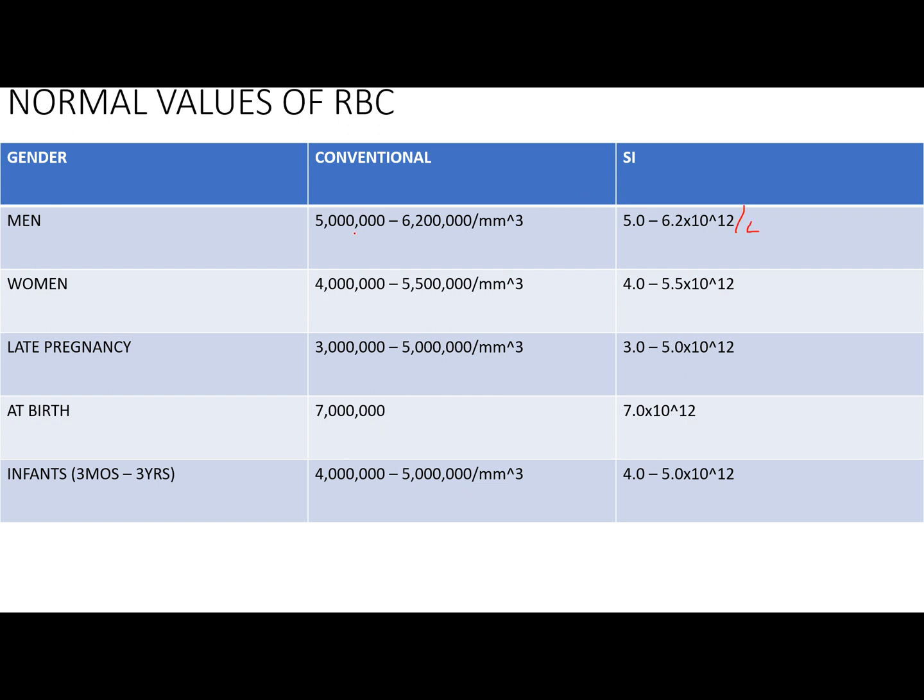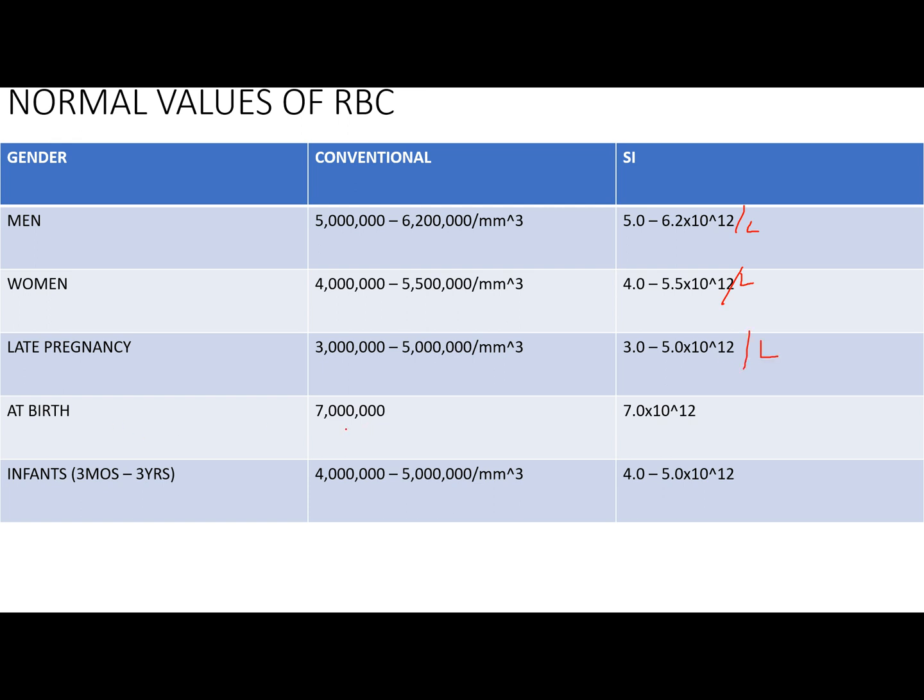So, for men, it would be 5 million to 6.2 million per cubic mm. When you convert this, this is 5.0 to 6.2 times 10 raised to the 12 per liter. Women naman is 4 million to 5.5 million per cubic mm, 4.0 to 5.5 times 10 raised to the 12 per liter. Late pregnancy is 3 million to 5 million per cubic mm, 3.0 to 5.0 times 10 raised to 12 per liter.